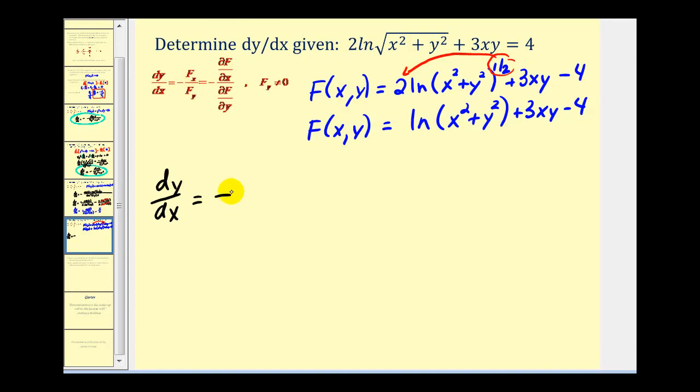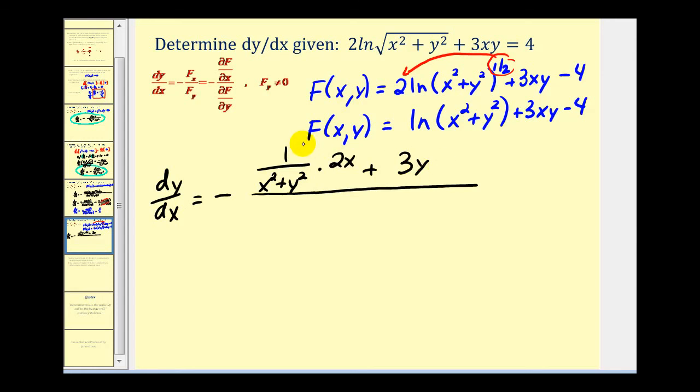Okay, let's see if we can determine dy/dx. Don't forget the negative in the formula. So we're going to find the partial derivative of f with respect to x. Remember the derivative of natural log u is 1 over u times u prime. So we'll have 1 over x squared plus y squared. And then u prime, the derivative of x squared plus y squared with respect to x would be 2x, treating y as a constant. Plus the derivative of 3xy with respect to x would be just 3y.